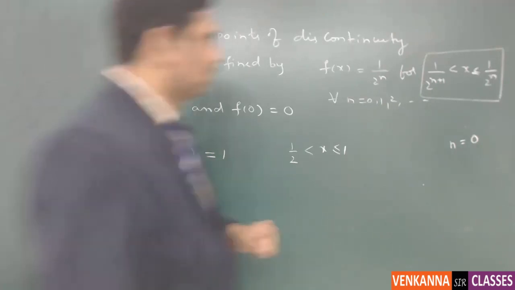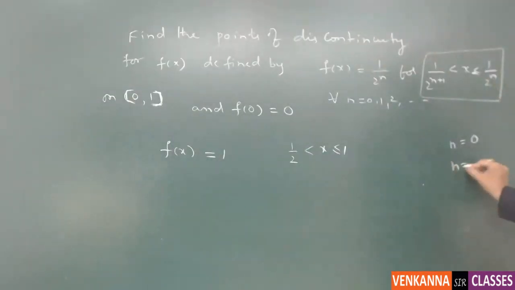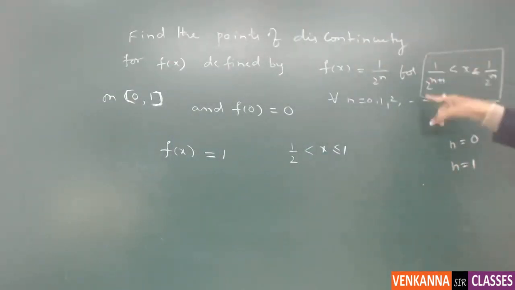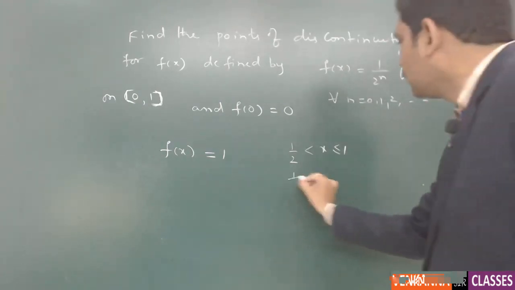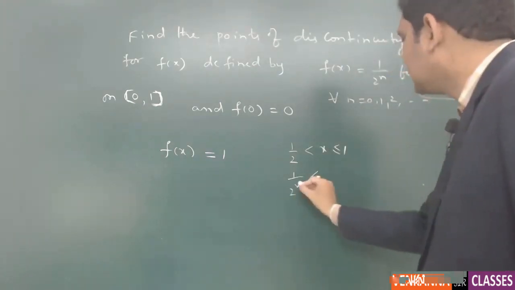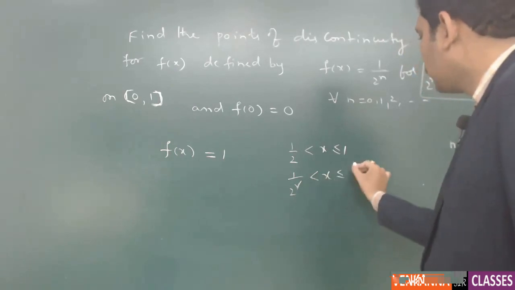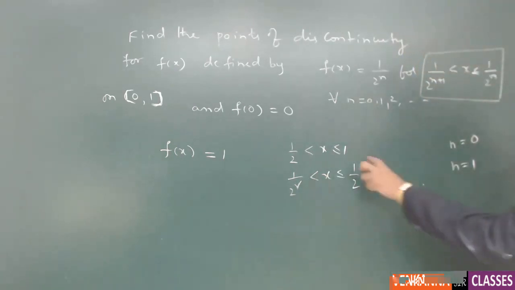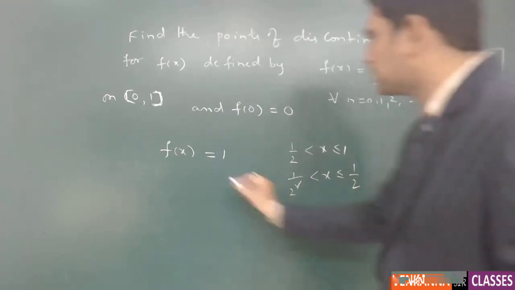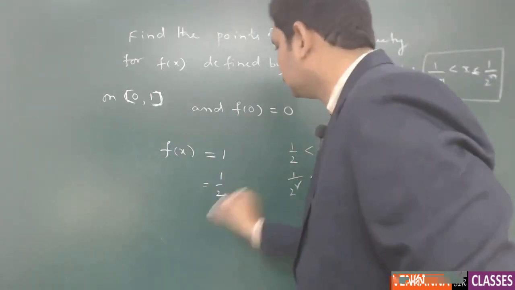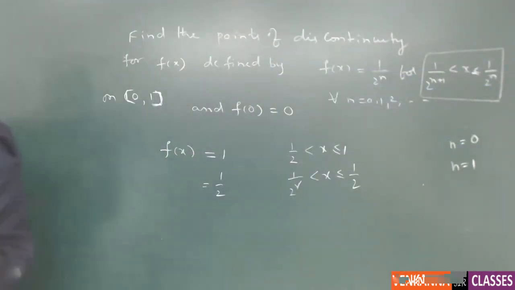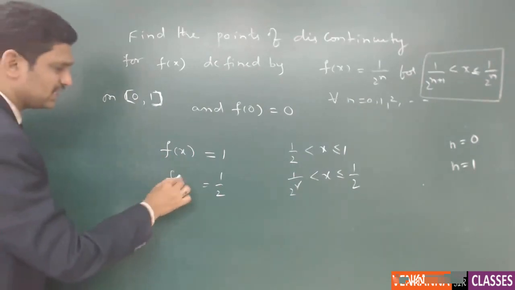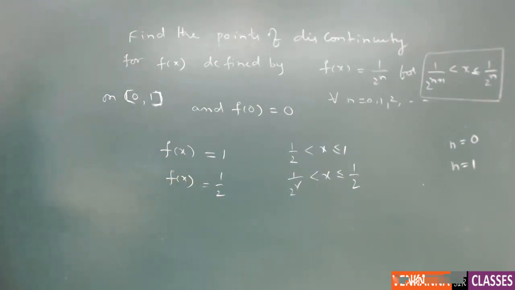Let us do the other one. If you take n equal to 1, then from this expression 1 by 2 square is less than x, less than or equal to 1 by 2. So here the upper bound is 1 by 2, so the function value is 1 by 2. Is it clear how the function is defined? All of you?